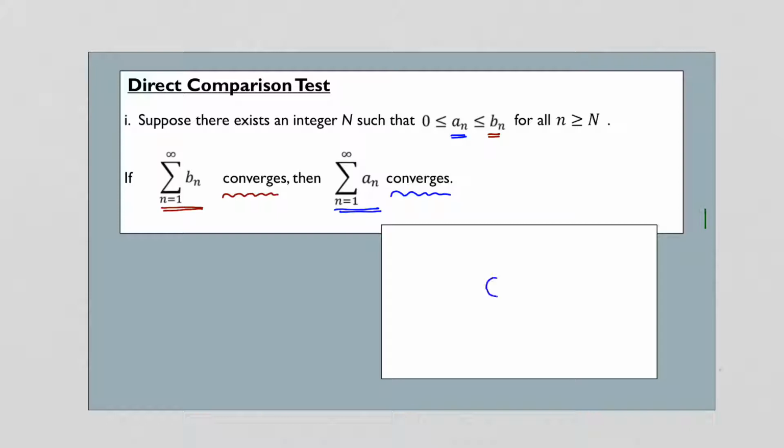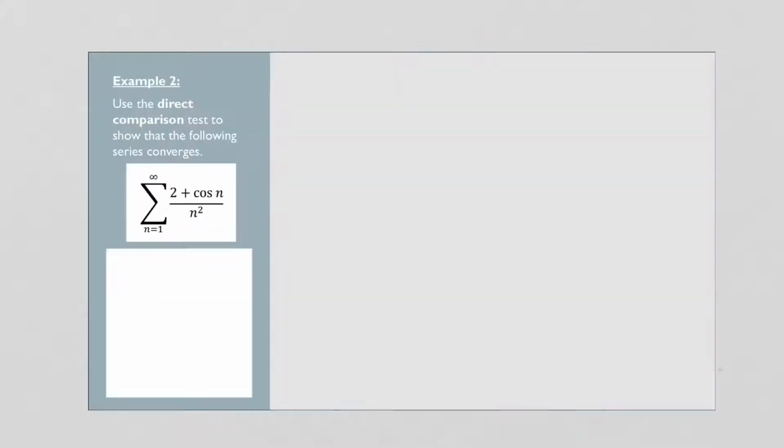Pictorially, I had drawn two discs and said a sub n is smaller than b sub n, and if b sub n converges, that means a sub n must also be forced to converge in the same fashion. So let's take a look at an example. This is example number 2.